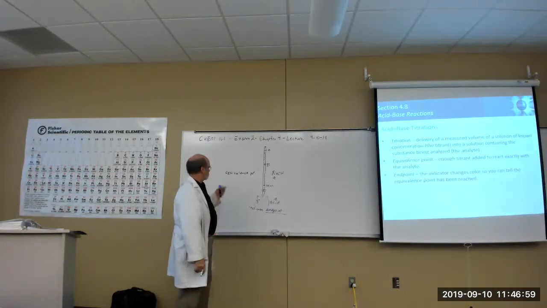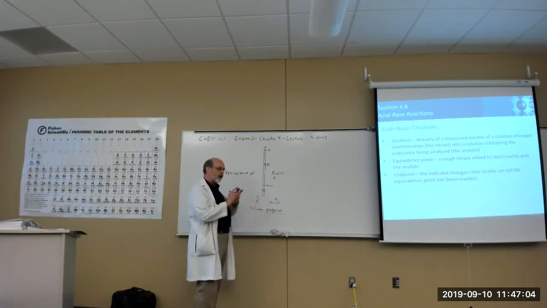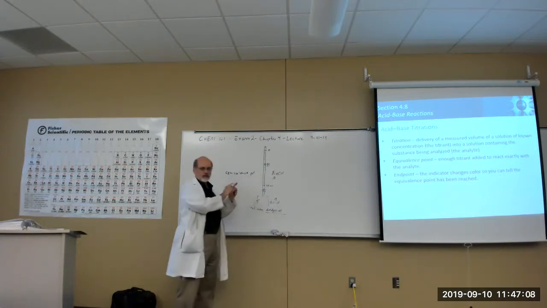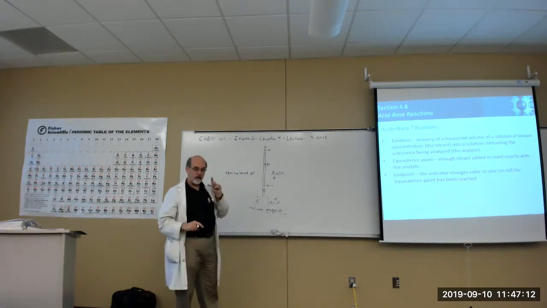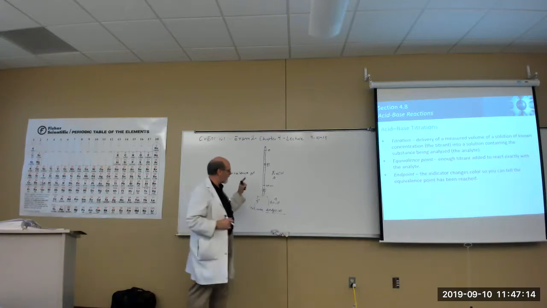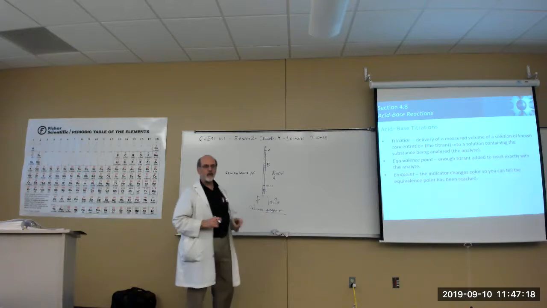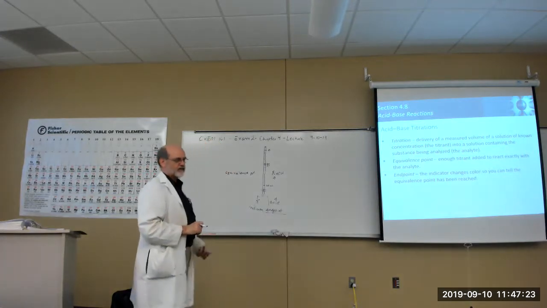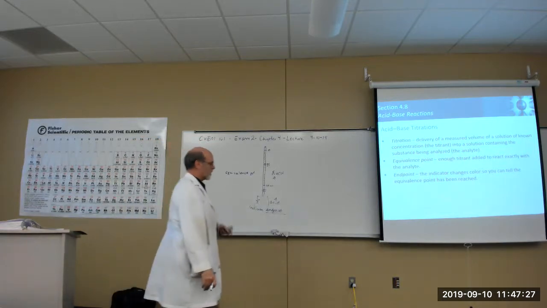So what do we do? We find an indicator that changes color close to the pH that we know the equivalence point is going to be. So we might do one titration with the equivalence point as our goal. Once we find that equivalence point, then we pick an indicator that will give us the endpoint very close to it. And the margin of error is usually very narrow if you pick your indicator correctly.